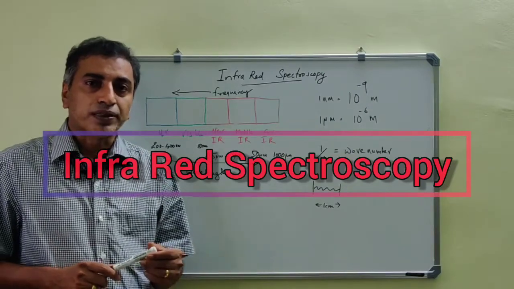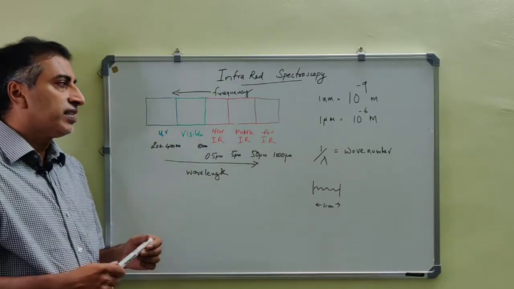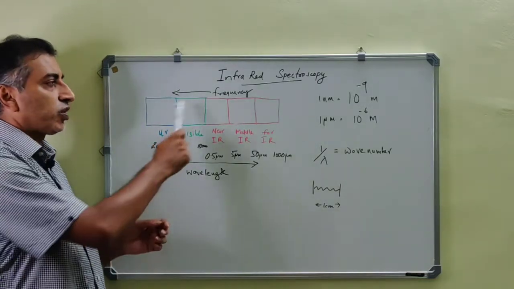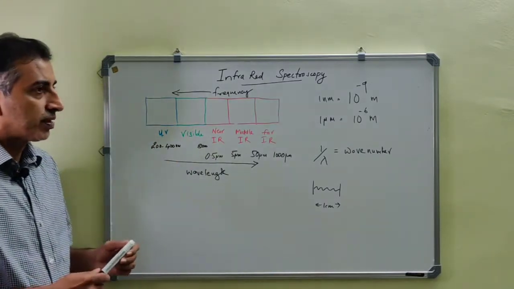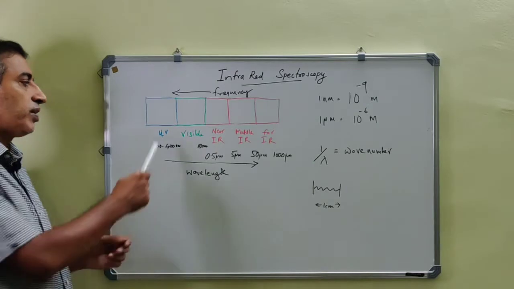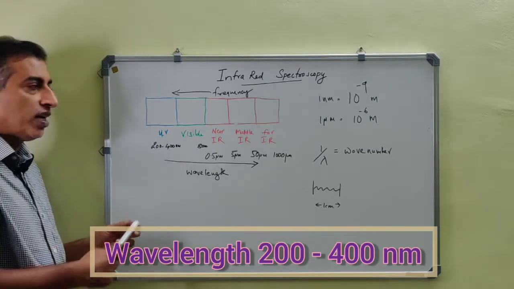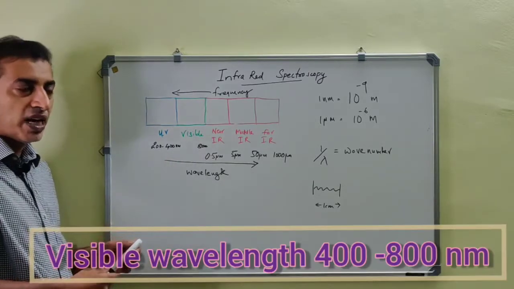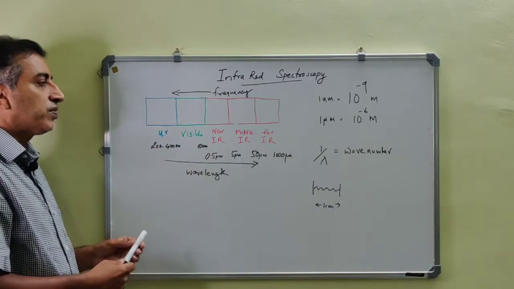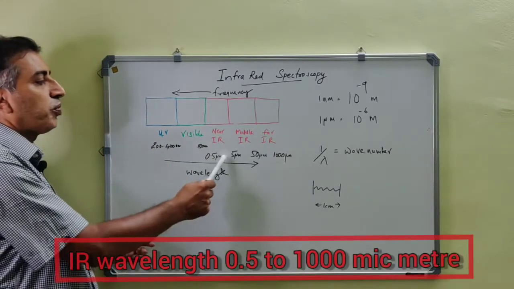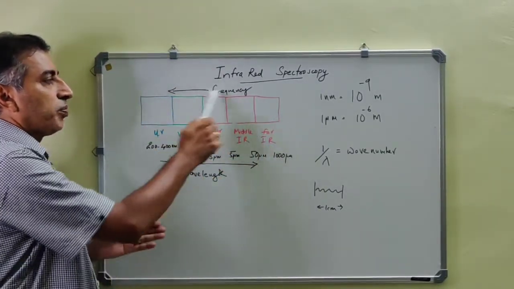Infrared spectroscopy: spectroscopy dealing with infrared radiation. Infrared radiations are a major part of the electromagnetic spectrum. Here we have the electromagnetic spectrum. We have already studied ultraviolet radiation, which has a wavelength range from 200 to 400 nanometer, and visible radiation, which has 400 to 800 nanometer, and the next set of radiation, which ranges from 0.5 micrometer to 1000 micrometer.